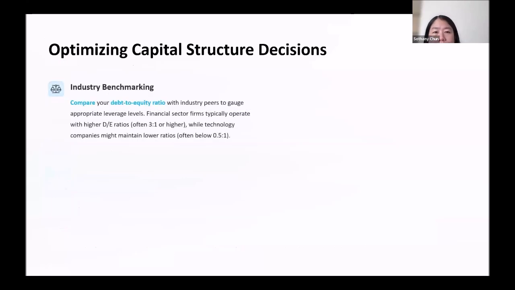Optimizing the capital structure to make the decisions. Number one is industry benchmark. We need to compare which specific industry, what are the debt to equity ratios of our industry. There is a high gap in different industries. For example, comparing the financial sector is 3 to 1 on the debt to equity, while for technology it is 0.5 to 1.